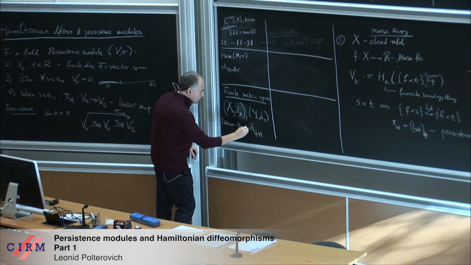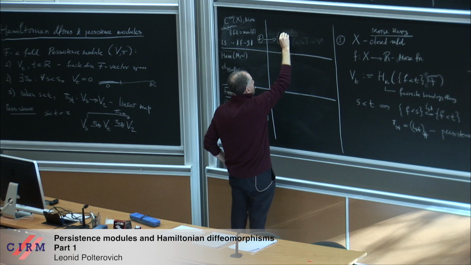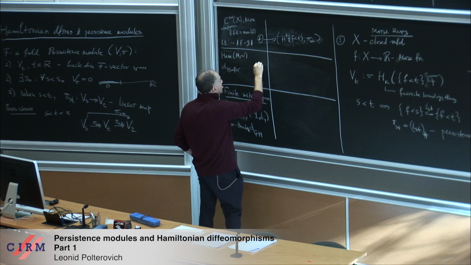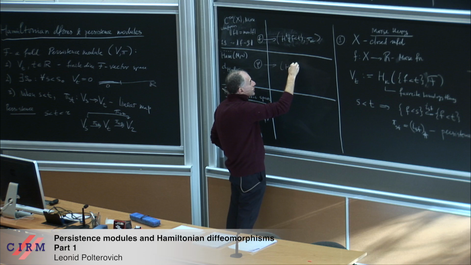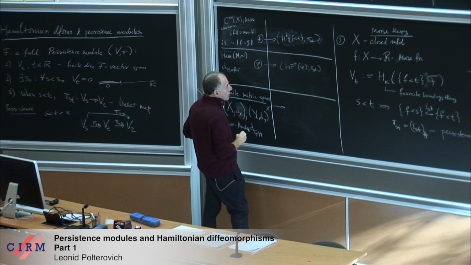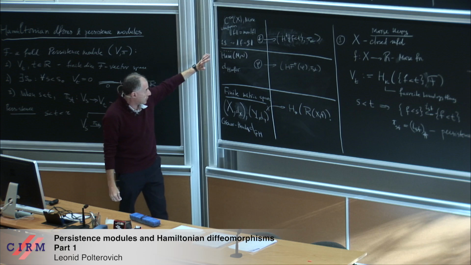Now we know that to each function corresponds a persistence module, H_*{f less than t}, with natural persistence morphisms. To each Hamiltonian diffeomorphism phi corresponds Floer homology of phi filtered by action, with persistence morphisms. And to a finite metric space X corresponds a persistence module, which is homology of the Rips complex of X at scale t. Okay, so objects of interest are mapped to persistence modules.